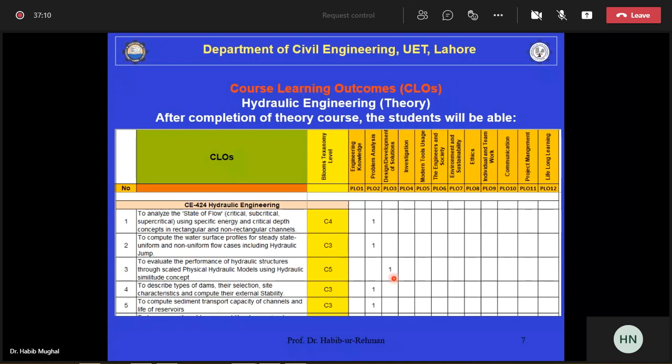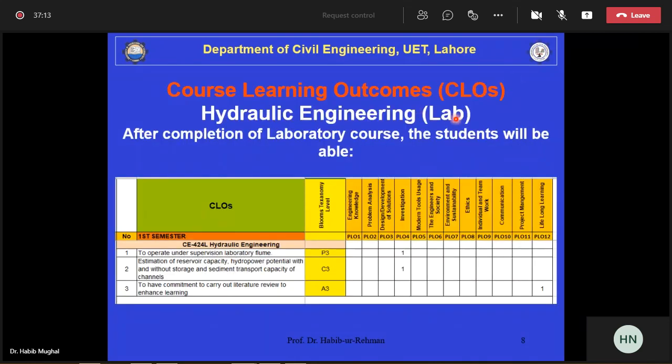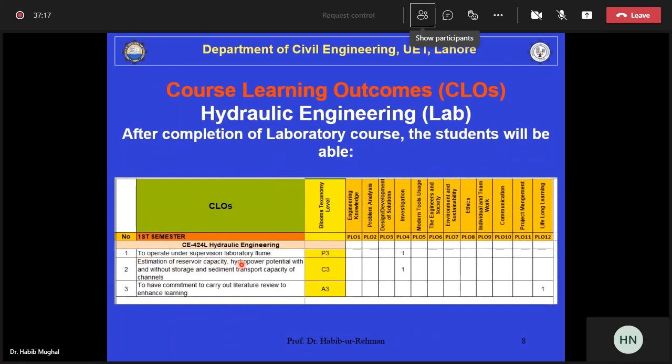Now, what about the lab course? Hydraulic engineering has a lab course and there are three CLOs of the lab. The first CLO is that after finishing the lab course, you will be able to operate laboratory fluid equipment under supervision. And you know, it is related with the fourth PLO, which is the investigation. Its Bloom's taxonomy level is third in psychomotor. So P3 means psychomotor 3.